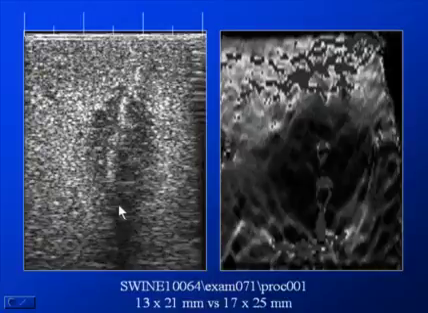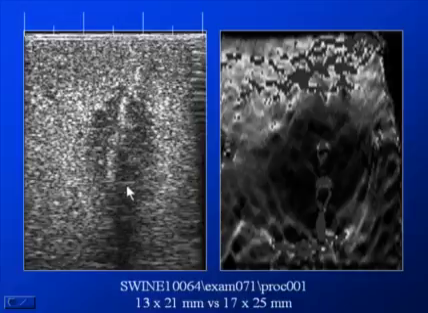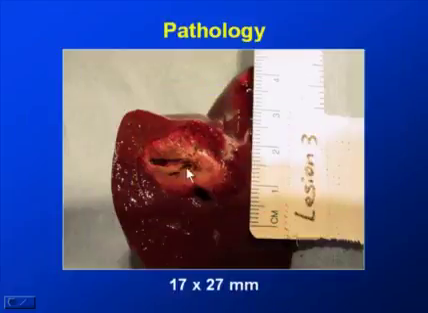Here's an example of one of our swine studies where we've injected ethanol to denature the tissues and kill it. You can see the corresponding elastogram here and the pathological correlation that matches up very, very nicely with this particular image.